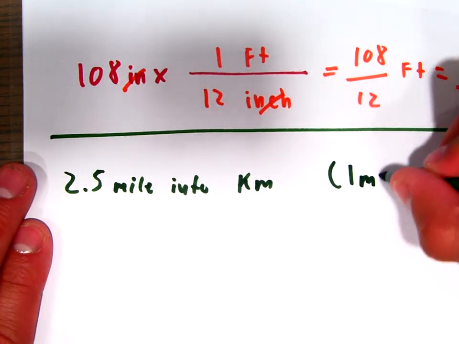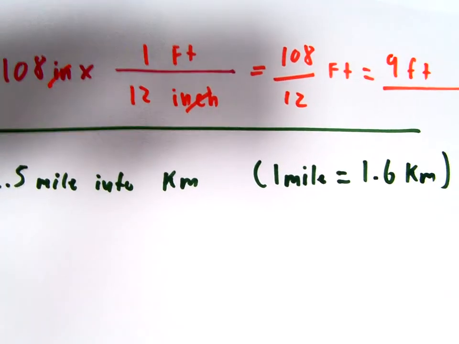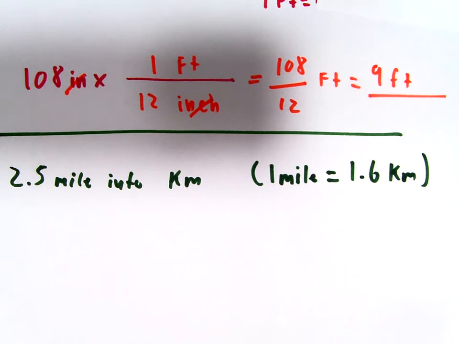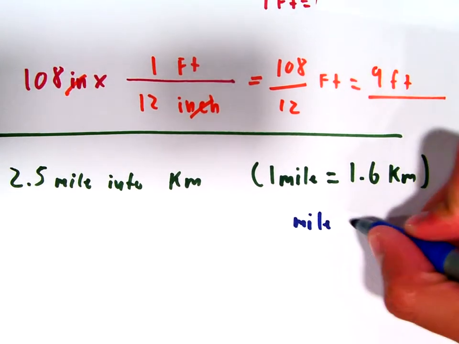1 mile equals 1.6 kilometers. So basically, I already gave you step 2, right? I gave you the equivalent. And you're going to use that to solve the problem. So step 1, what am I converting? Well, I'm converting from miles to kilometers.